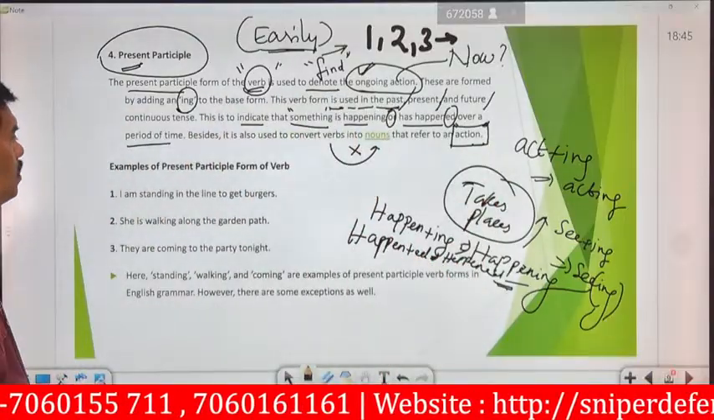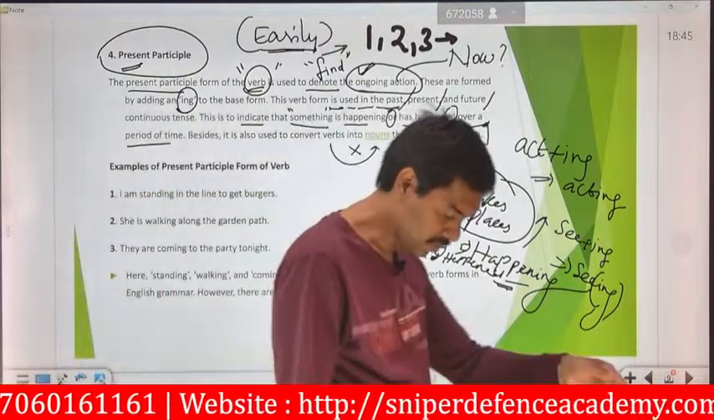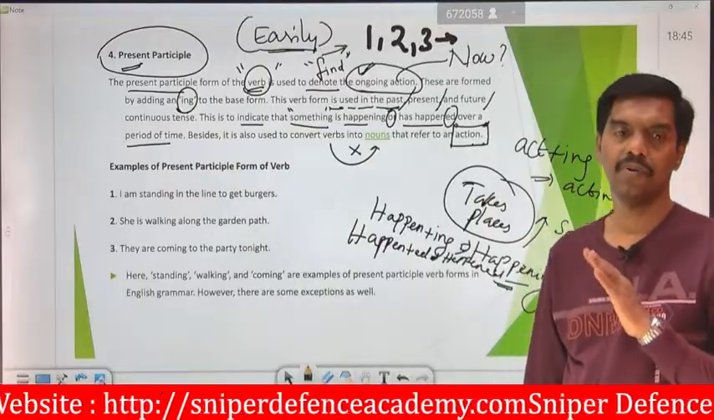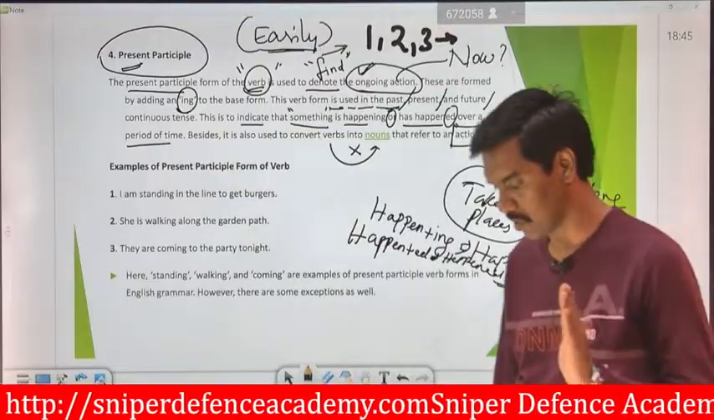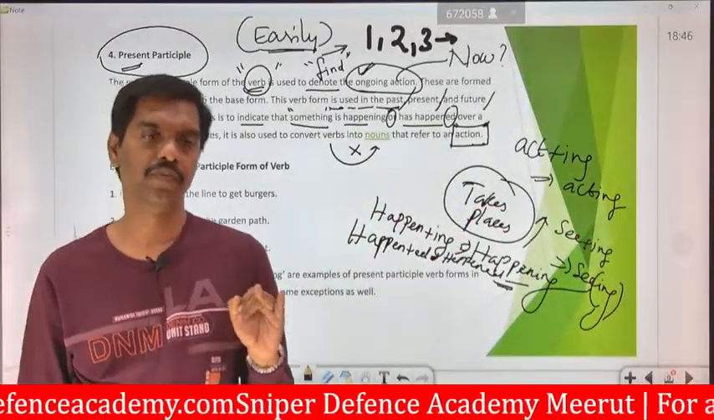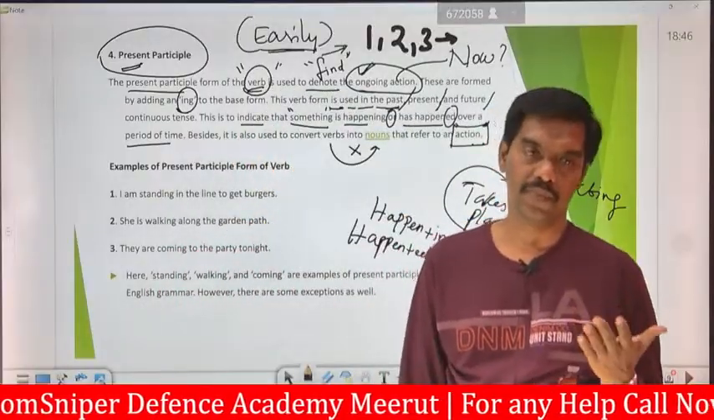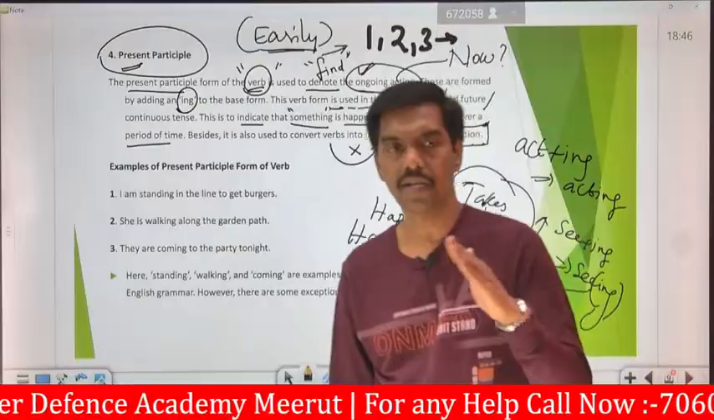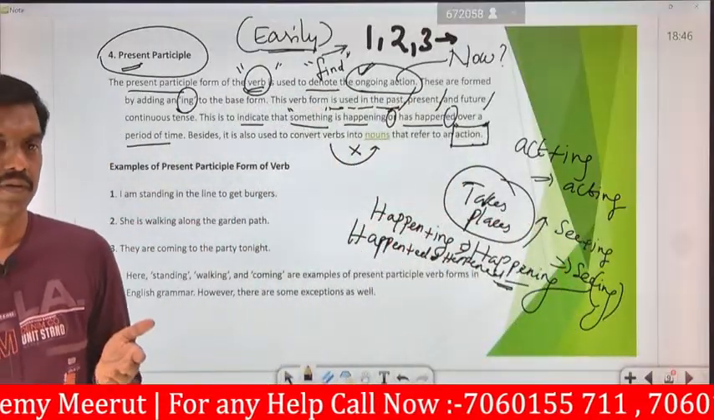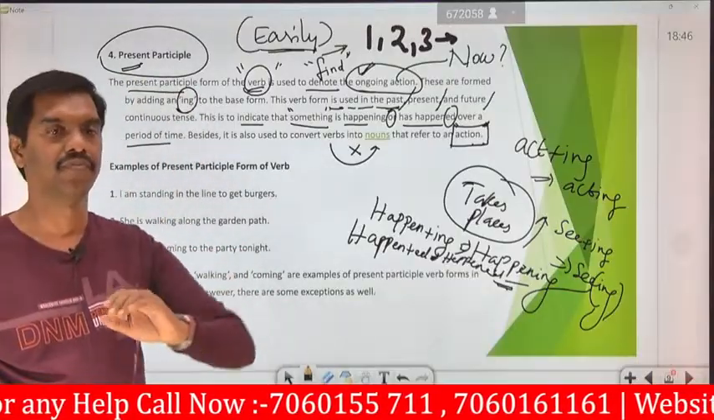Okay. So once again I will say, what is a present participle? A present participle is a type of verb, everybody knows that. A root verb, or base verb, is also a type of verb. A past verb is also a type of verb. Yesterday we said the past participle is also a type of verb. Today we are seeing the present participle, which is also a type of verb.